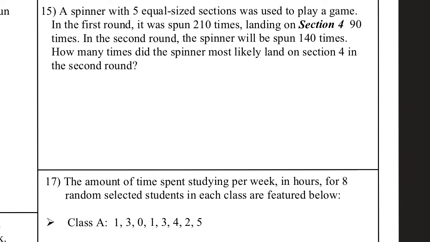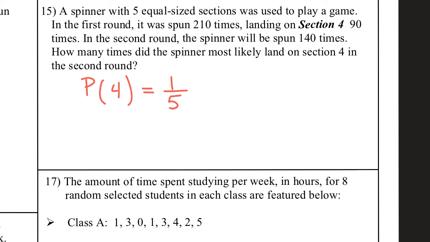And the last question we're going to look at here is question 15. We're told 5 equally sized sections were used in a spinner game. It landed on section 4 90 times. We're going to spin it 140 times the next round. How many times do we think it's going to land on section 4 now? Now, the probability of it landing on section 4 is actually going to be a little bit of a trick here. It's simply going to be 1/5.